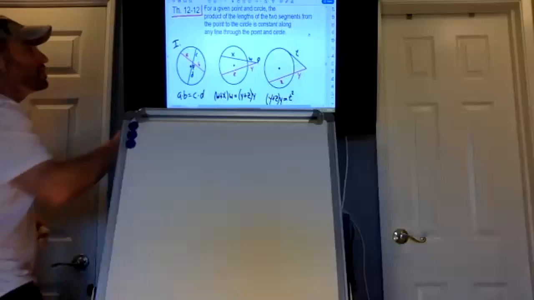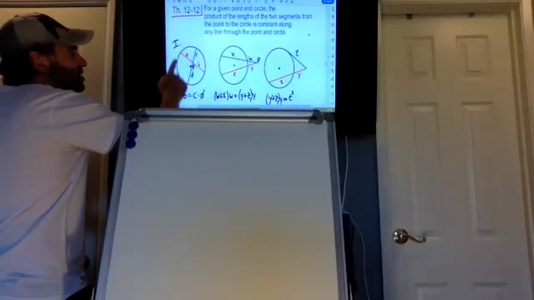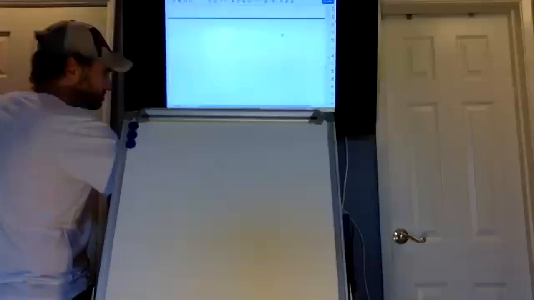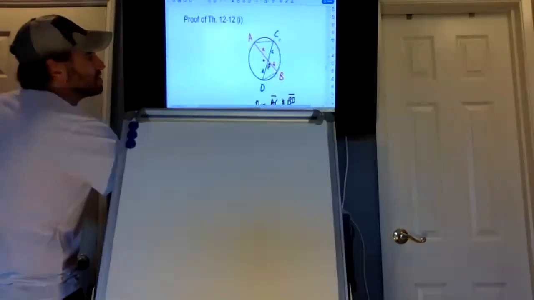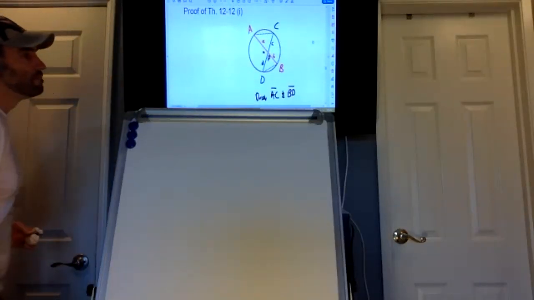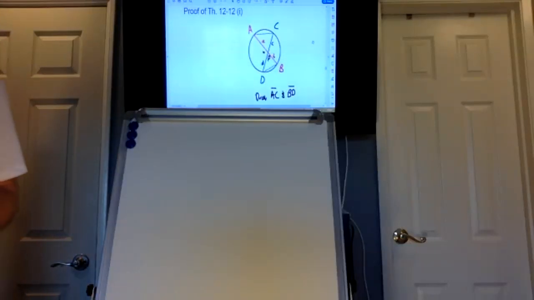For all of you just joining, we're proving this first case here. Here come the auxiliary segments. You're proving that A times B is equal to C times D.